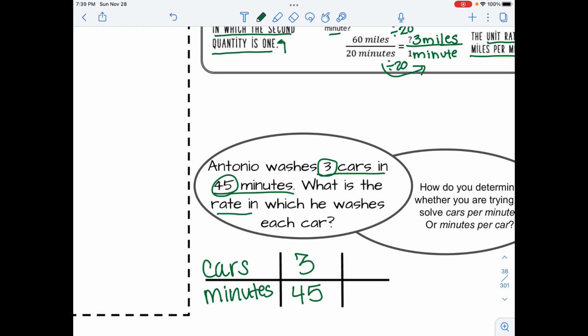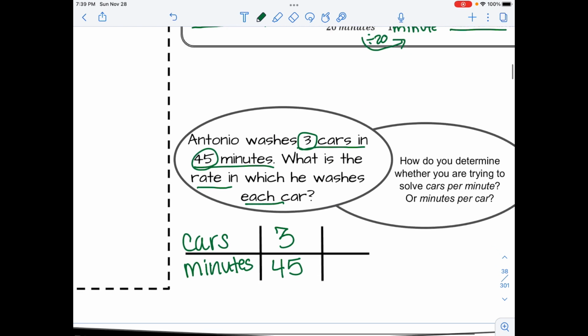And it says, what is the rate at which he washes each car? Well, I don't have a number. It just says each car. So in this word problem, each is 1. So how do I go from 3 to 1? Well, we're scaling down, so we divide by 3. And what we do to the top, we do to the bottom. Divide by 3, and divide by 3. We get 15. So Antonio washes one car in 15 minutes.